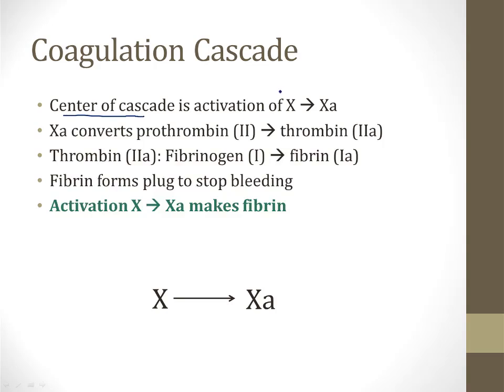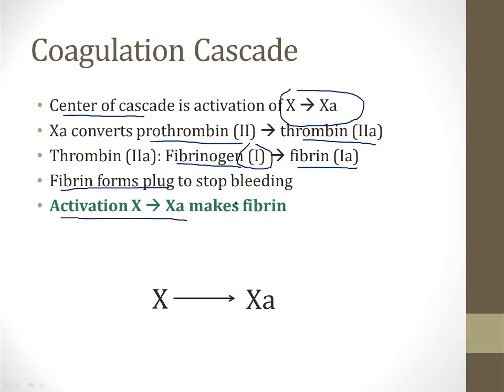One of the most important things to appreciate about the coagulation cascade is that the center of the cascade involves activation of factor 10 to become factor 10A. Factor 10A is an enzyme which can convert prothrombin into thrombin. Prothrombin is also called factor 2. Thrombin is then an enzyme which can convert fibrinogen into fibrin, and fibrinogen is sometimes called factor 1. And as I told you before, fibrin is insoluble and it will precipitate out of the plasma and form a plug to stop bleeding. So the key point is that once you activate factor 10 to become 10A, this will lead to the formation of fibrin, and that is the center of the coagulation cascade.